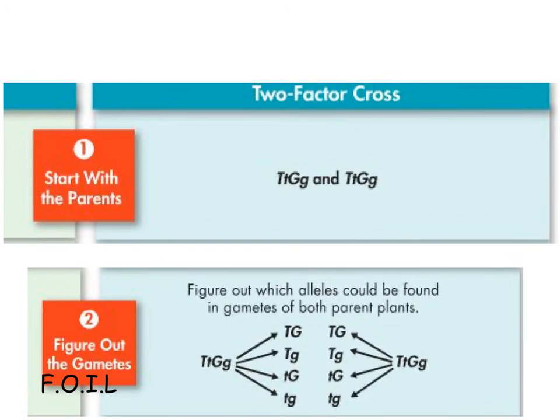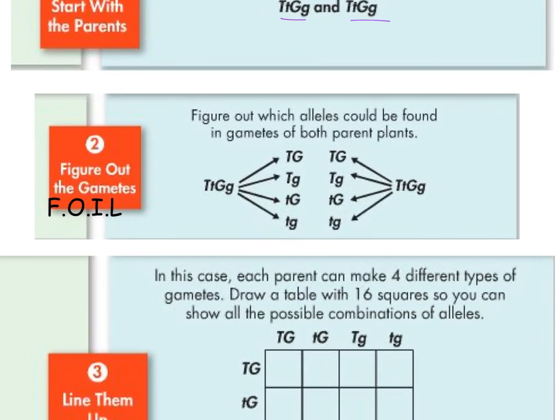In this step, you start with the parents. You figure out their genotype. So this would be parent 1 and this would be parent 2. Then you figure out their gametes. Parent 1 can make 4 possible gametes, we covered that in the first podcast, and parent 2 can also make 4 possible gametes.